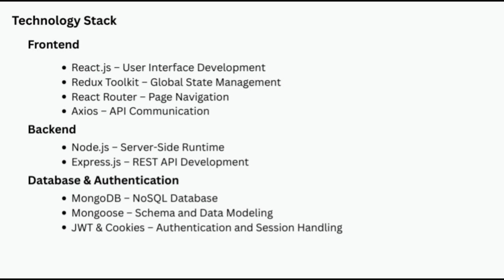JWT is used for secure authentication so that only authorized users can access protected resources. Stripe is integrated in test mode to simulate secure online payment without using real money. Finally, Groq AI is integrated to generate food descriptions and summarize restaurant reviews.